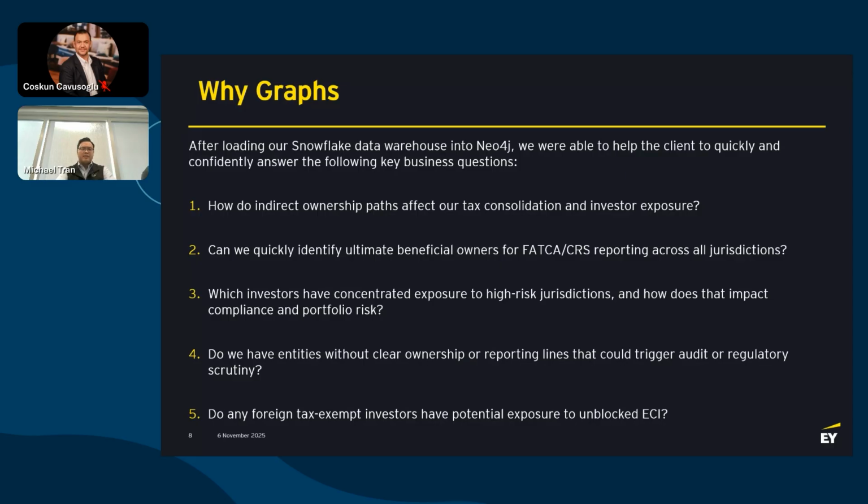And so it gets pretty complex to try to answer this question across a whole structure of 10,000 entities and 30,000 investors, to really try to understand, hey, do we have any indirect ownership paths that push any of our investors past some certain threshold, right?